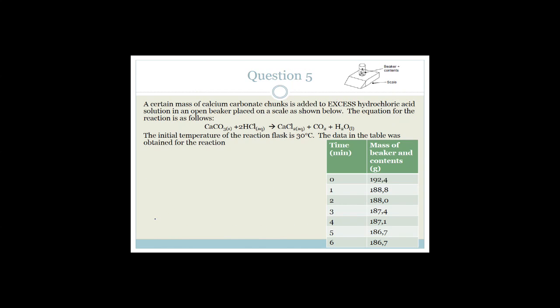So this really is question five now. We've got a certain mass of calcium carbonate chunks, and they're placed in excess hydrochloric acid solution in an open beaker, so the beaker's open, and it's placed on the scale as shown. Okay, the equation for the reaction is calcium carbonate plus two hydrochloric acids gives you calcium chloride plus carbon dioxide plus water. The initial temperature of the reaction flask is 30 degrees. The data in the table was obtained. There's your table. And this is time, and this is the mass of the beaker and the contents. Okay, so let's just discuss what's going on before we even read the questions, because this is what I would really like you guys to do.